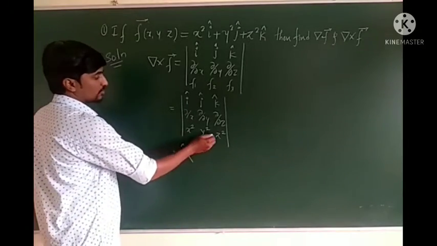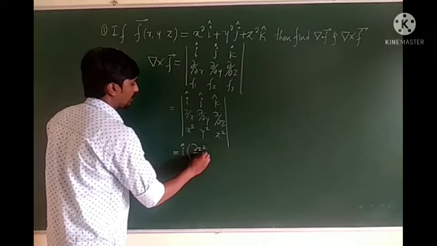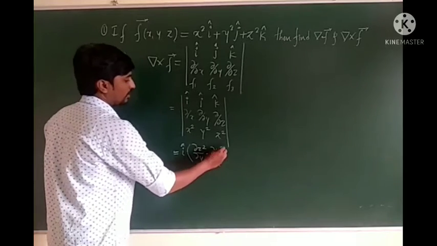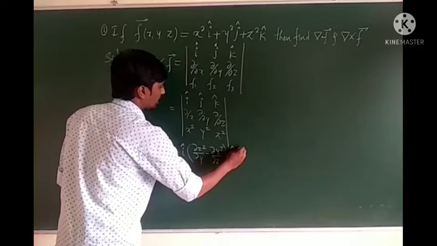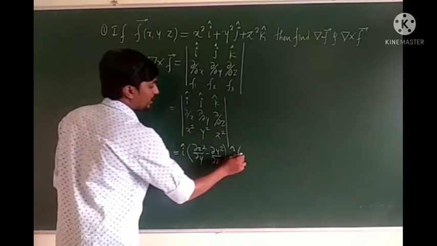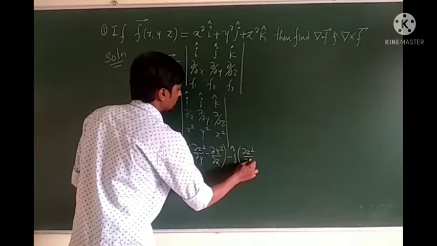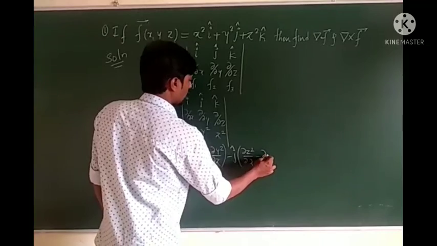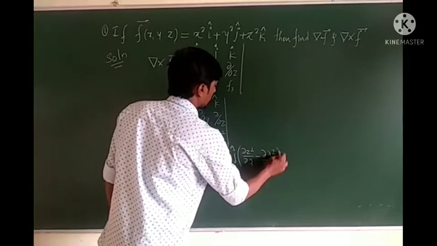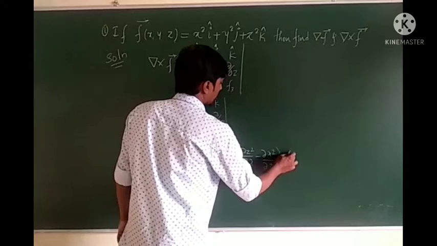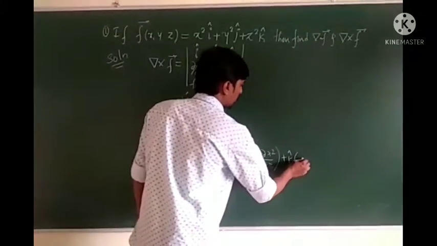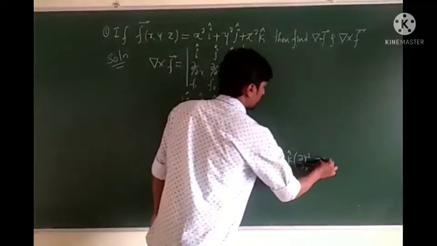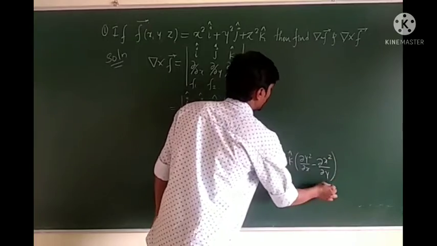So now it is ∂z square divided by ∂y minus ∂y square divided by ∂z here. Then minus j cap into bracket: cross multiply, ∂z square divided by ∂x, and minus ∂x square divided by ∂z here. Next plus we have k into bracket: ∂y square divided by ∂x minus ∂x square divided by ∂y.